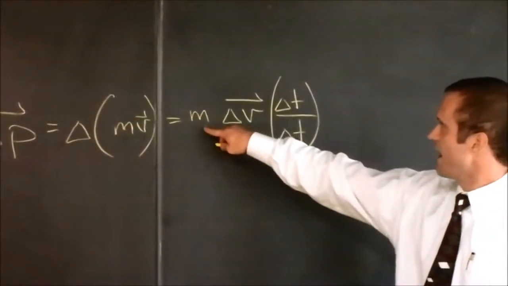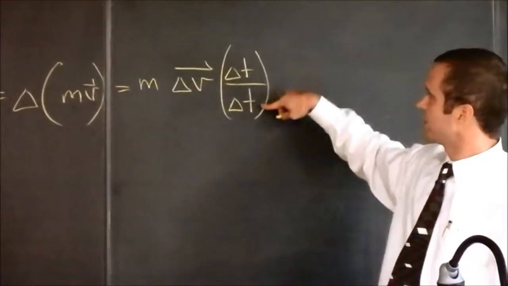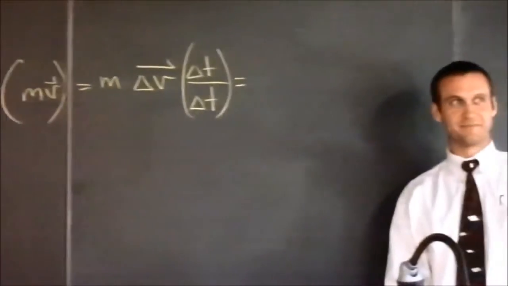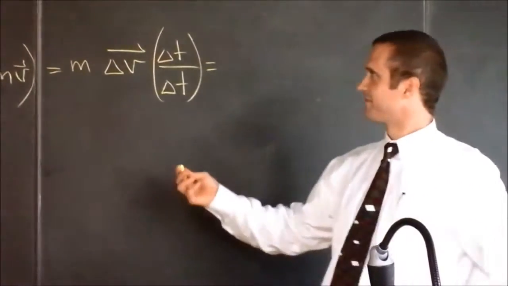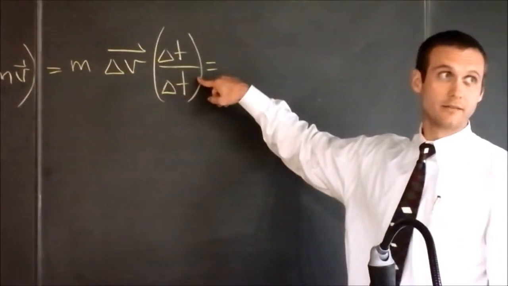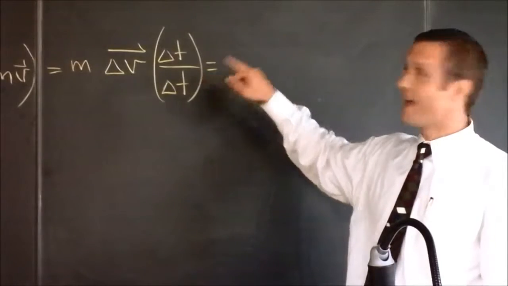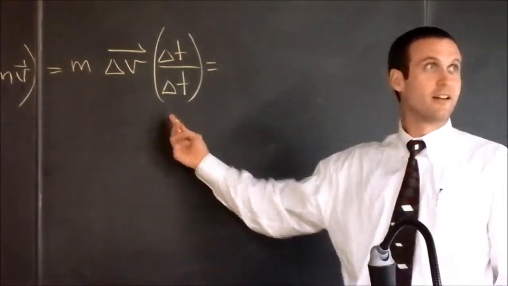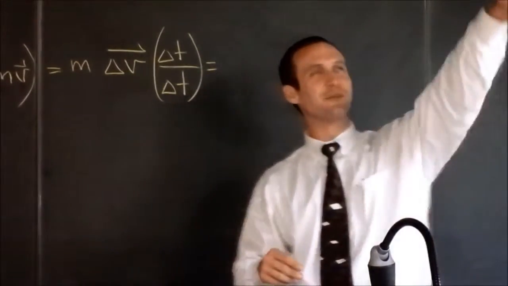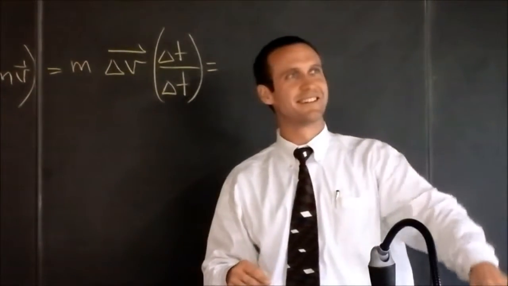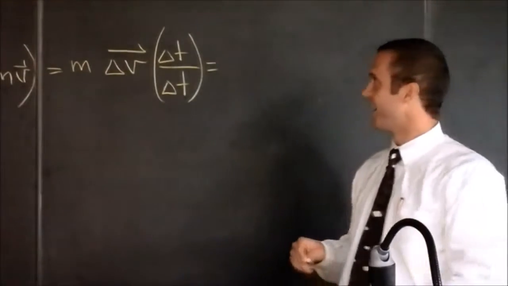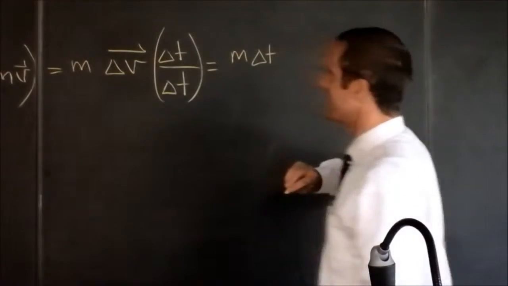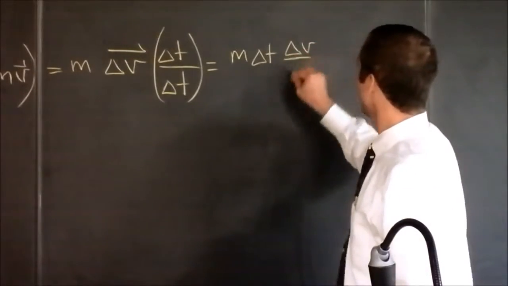I've got m times delta v times delta t over delta t. What can I do? The delta t's cancel, it just becomes m times v. Oh, you're going backwards though. I want to go forwards. I put this in here. I wasn't paying attention to the beginning. No, of course you weren't. What, Jordan? You can put a v over t. Yeah. I can write this as m times delta t times delta v over delta t.